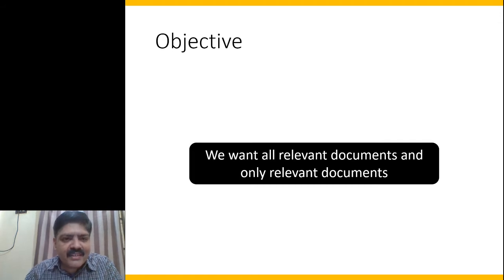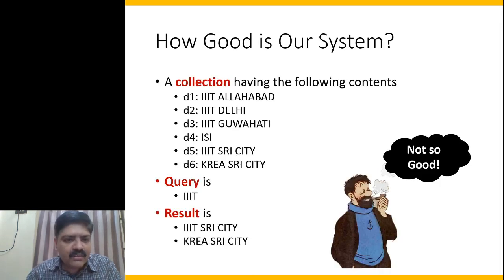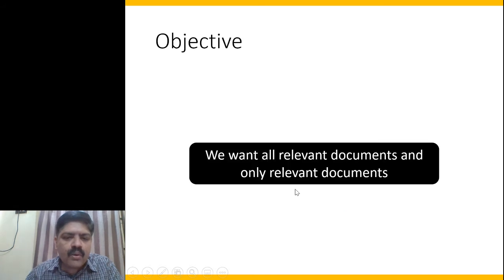So let me reiterate the objective. We want all relevant documents and only relevant documents, right? So there are two parts to our objective. We of course want all relevant documents. In this case, those documents are relevant that have the word IIIT in them. So that would mean D1, D2, D3 and D5 are relevant. So we want all the relevant documents, all 4 of them. And we want only the relevant documents. That's the second part of our objective.